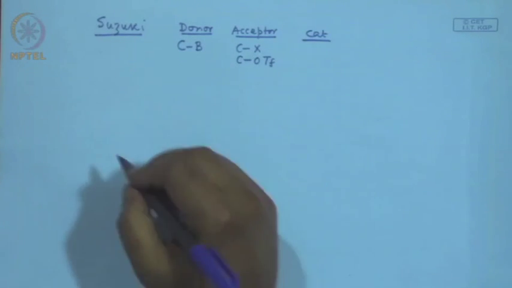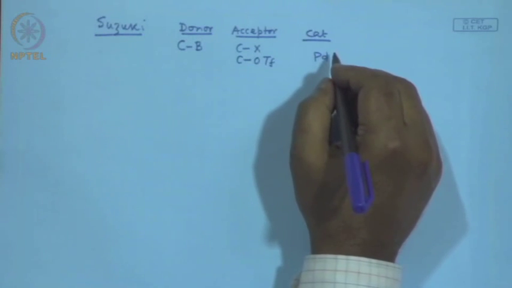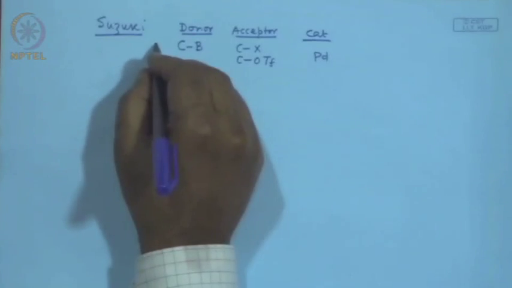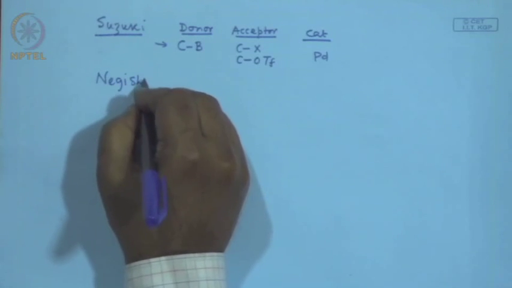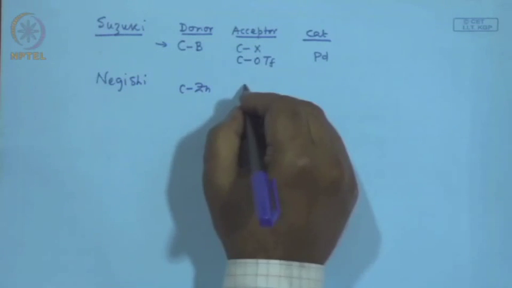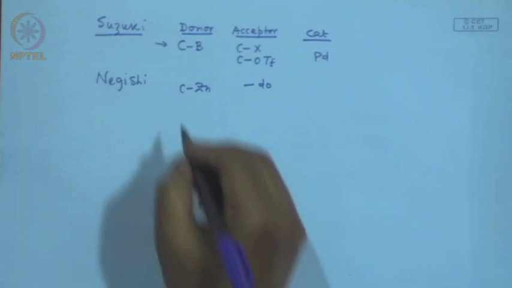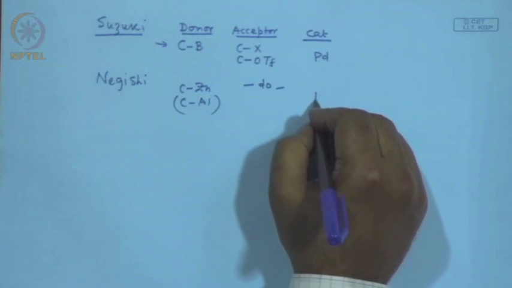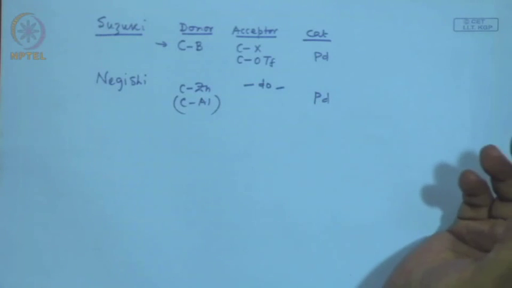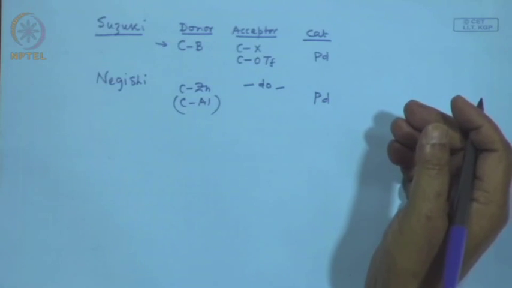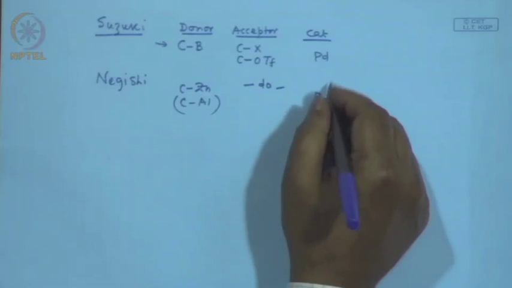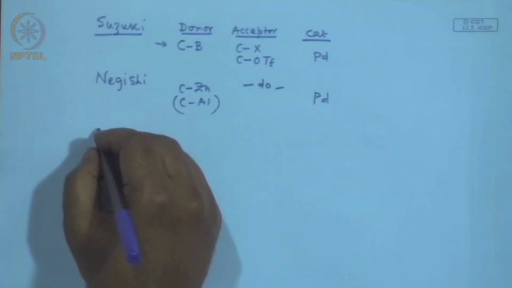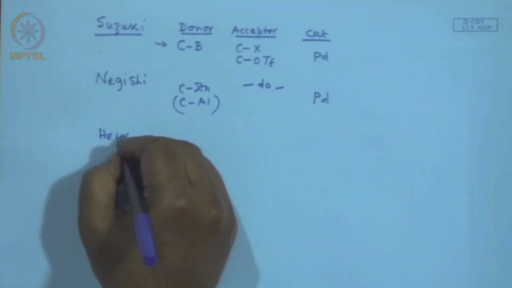Then catalyst. So catalyst, all of us know Suzuki often means palladium. Then Negishi. Negishi primarily is carbon-zinc, and the acceptors are all the same. Occasionally it is carbon-aluminium. In fact, in older industry, some of the reactions were carried out with aluminium. Then palladium. If someone says nickel, well, I have to say, might be. But most commonly it is palladium. When I say palladium, it means palladium zero and many, many more catalysts. And then what is your next choice? HEC, what is the donor?